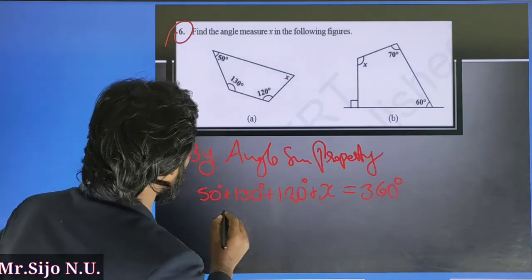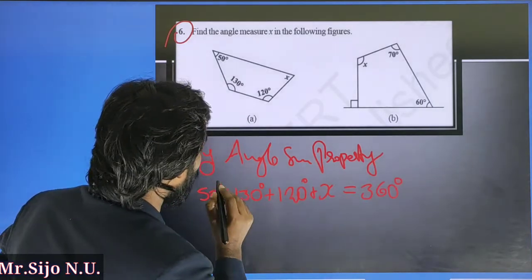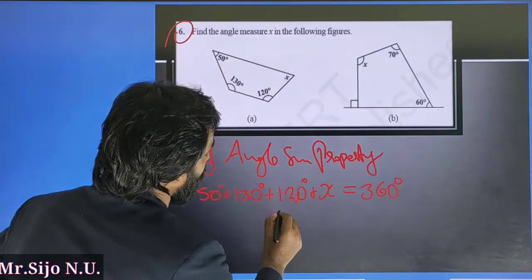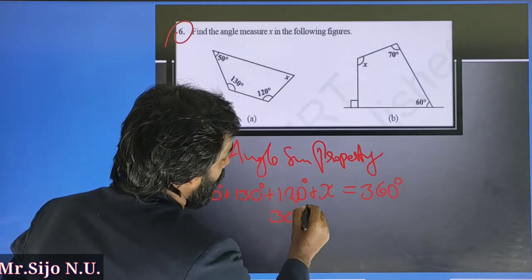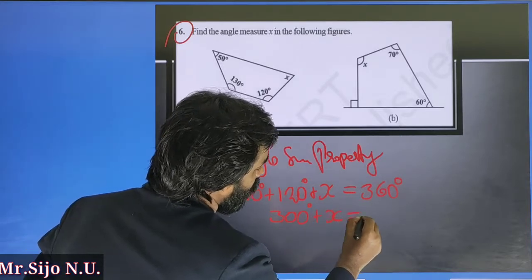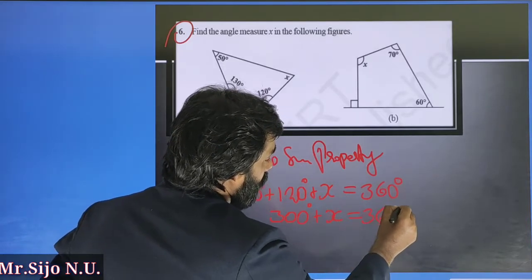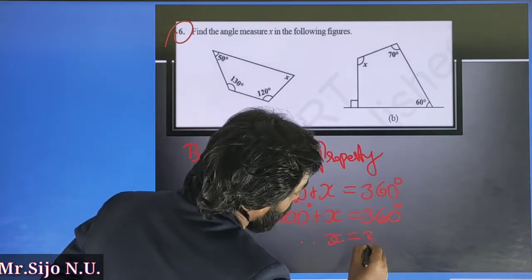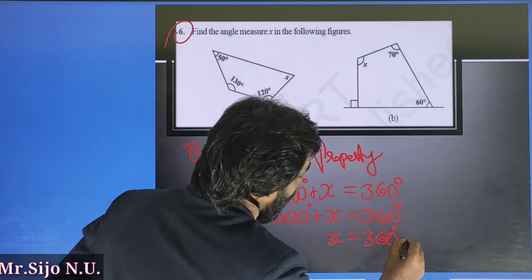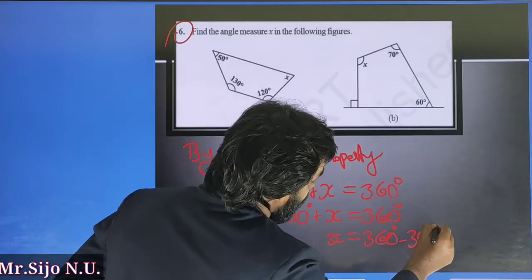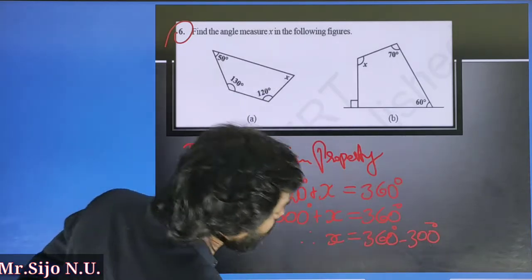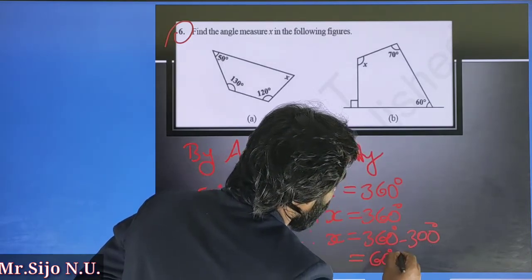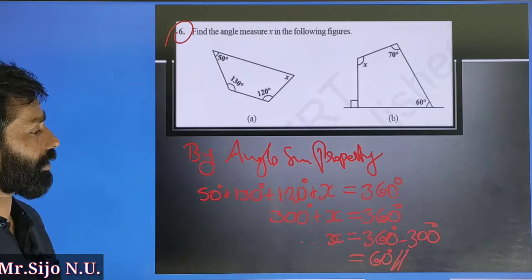When we add these, 50 plus 130 is 180, and 180 plus 120 is 300. So we can write 300 degrees plus x equal to 360. Therefore x equals 360 degrees minus 300 degrees, right? When we take the 300 to that side, it becomes minus. So the answer we got is 60 degrees.